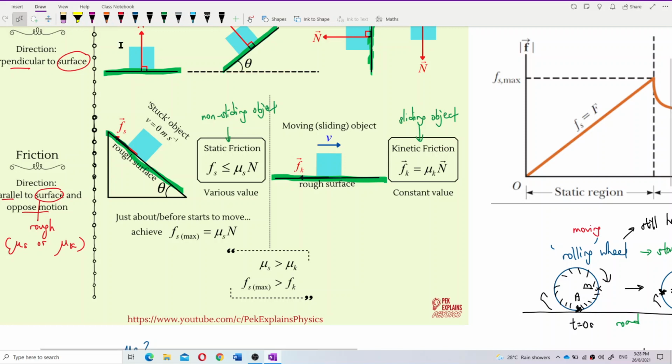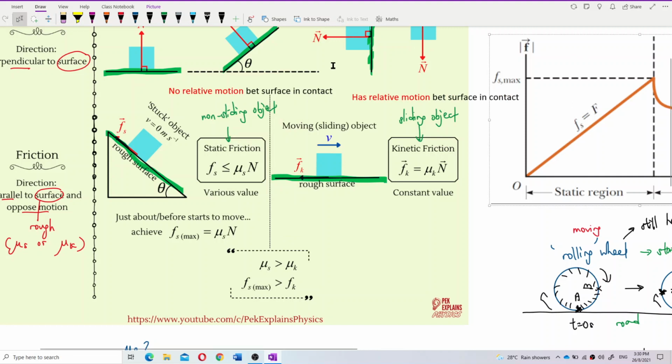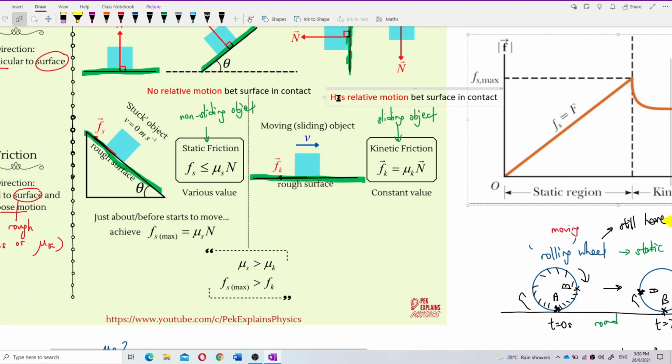In other words, we can say it better like this. Maybe I write it down first. I wrote it down already. So static friction is if there is no relative motion between surfaces in contact. That means the two surfaces are not sliding. Then it is static friction. But kinetic friction is when you have relative motion between the surfaces in contact, when the surfaces in contact slide through each other.